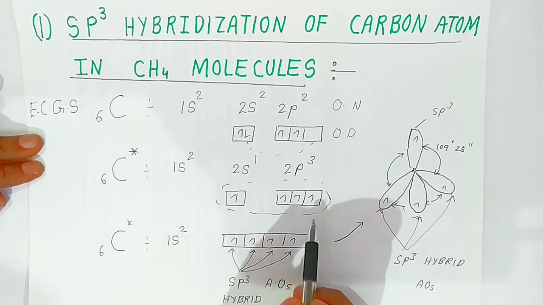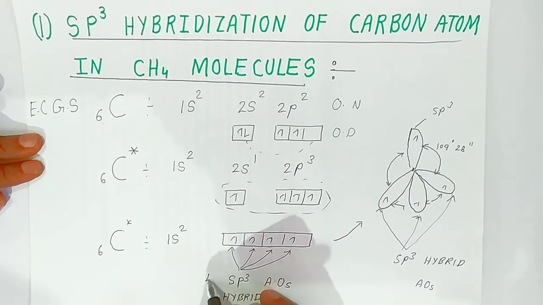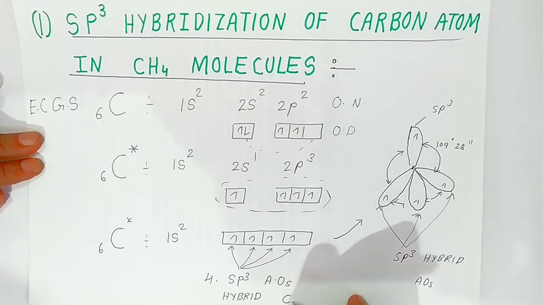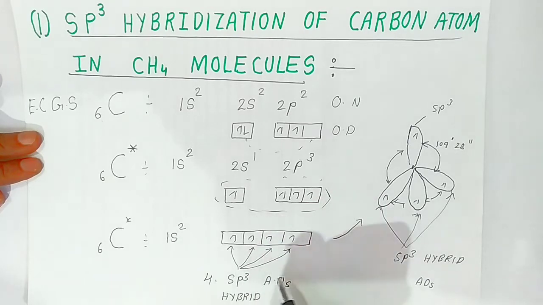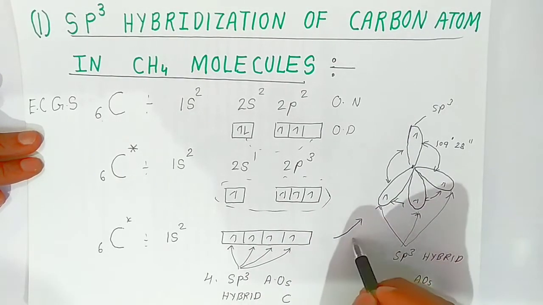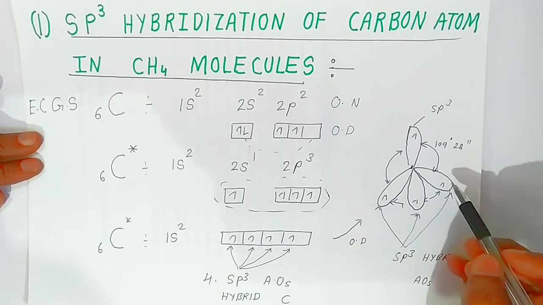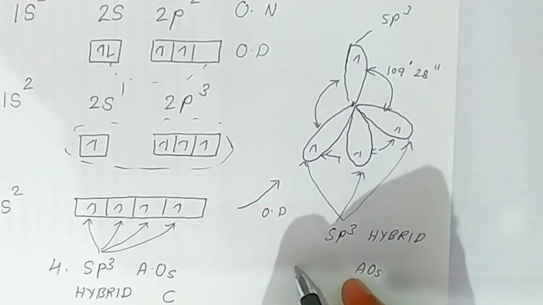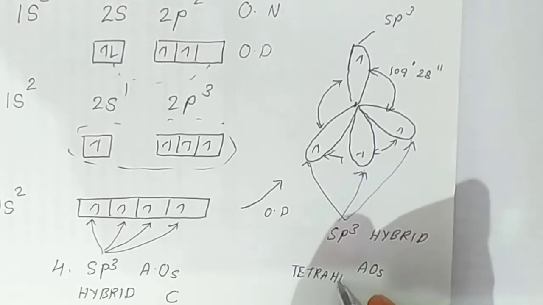Now students, after this they will mix and recast and form the 4 sp3 atomic orbitals of carbon. So these are the hybrid atomic orbitals of the carbon in the excited state. When you see the orbital diagram of these 4 hybrid orbitals, they will arrange like this. When you see the structure, this is a tetrahedral structure you are getting, tetrahedral.